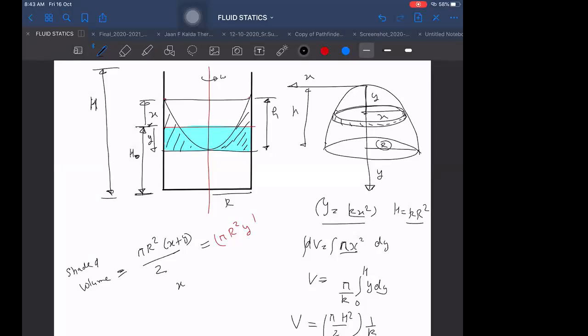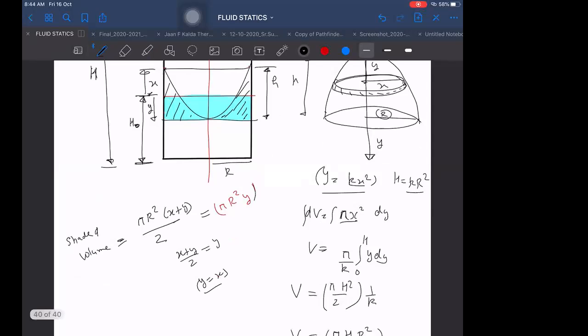Now from here we can easily prove that x is equal to y. x plus y by 2 is equal to y, or y is equal to x. And if y is equal to x, and x plus y is h, then y is also equal to h by 2, because x plus y is equal to the total height h of the paraboloid. So if a paraboloid of height h is formed in between, that means the level has gone down h by 2 and it has risen up h by 2.